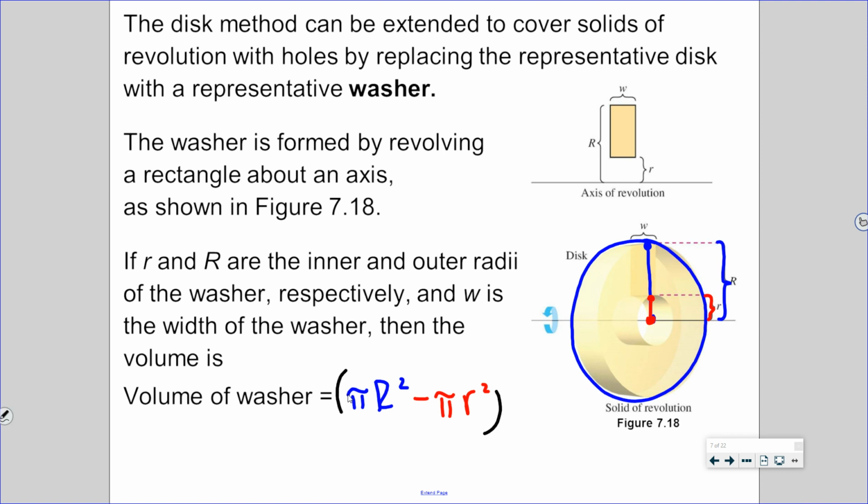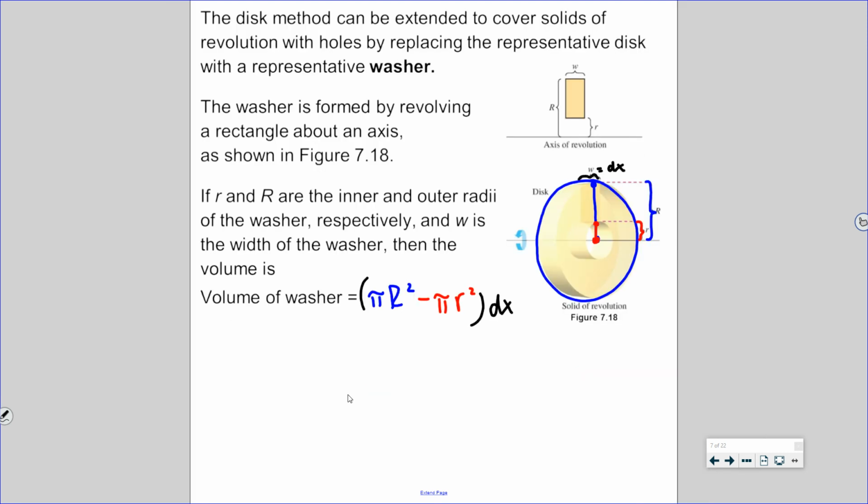Okay, that's the area. And then to find the volume, times by the width, we're going to call it dx. The only thing that's a little different with the washers is we factor out that pi, so it makes it easier to integrate. So we do pi, big R squared minus little r squared, and then dx is how we find the volume of the washer. Where big R is what we call the outer radius, and little r is what we call the inner radius.